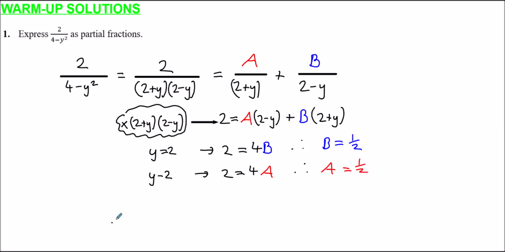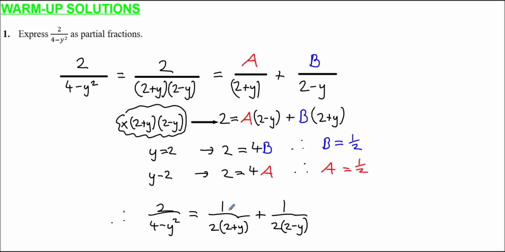So therefore, answering the question as we were asked, 2 over 4 minus y squared equals a half all over 2 plus y. But because it's unusual and probably not simplistic enough to have a fraction within a fraction, I'm going to write it as 1 over 2 lots of (2 plus y), and then plus 1 over 2 lots of (2 minus y). So essentially, a is the half here, and b makes this half here.